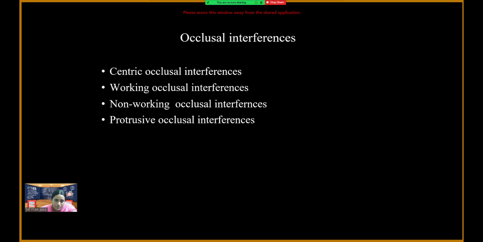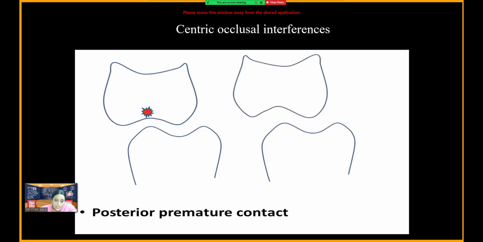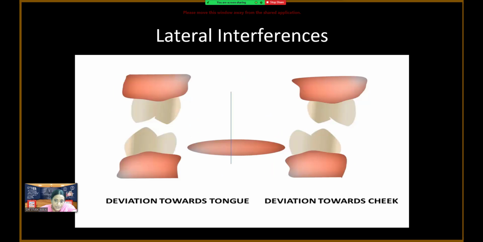Occlusal interferences include the centric occlusal interference, the working occlusal interference, non-working occlusal interference, and protrusive occlusal interferences. In the protrusive premature contact, when there is a premature contact, you only grind the cuspal inclines and not the fossa of the cusp to eliminate the occlusal interference.